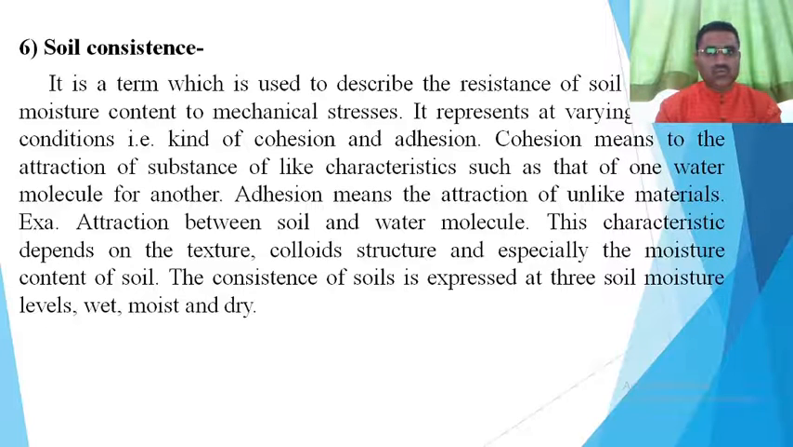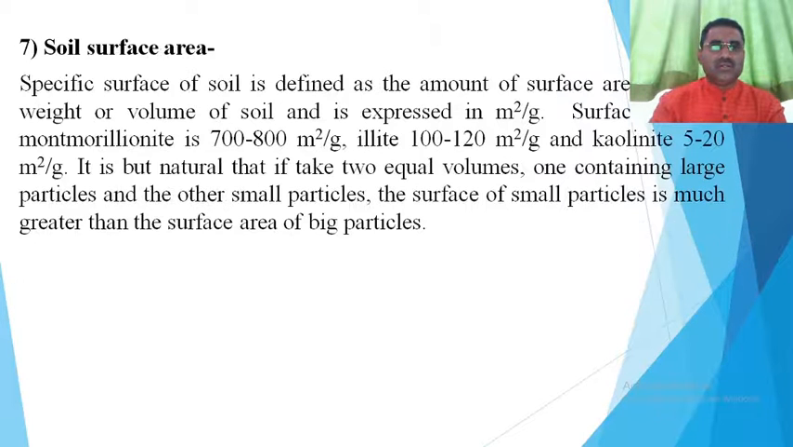Cohesion means the attraction of substances of like characteristics, such as that of one water molecule for another. Adhesion means the attraction of unlike material, for example the attraction between soil and water molecules. These characteristics depend on the texture, colloid structure and especially the moisture content of the soil. The consistence of soil is expressed at three soil moisture levels: wet, moist and dry. So the level at which the soil is, whether wet, moist or dry, determines the soil consistence.